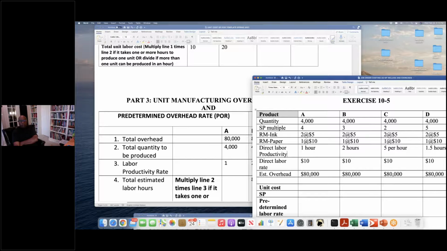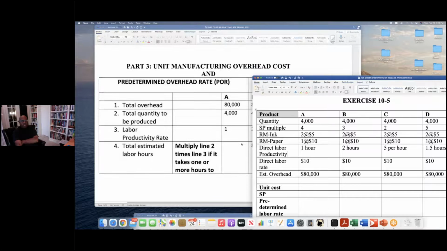So hopefully they see the first three things on the chart. Total overhead, 80,000 here. Total quantity to be produced, 4,000 here. Direct labor productivity in this line. Do they see those three numbers? Crowder and Nichols, do you see those three numbers? And they say yes.